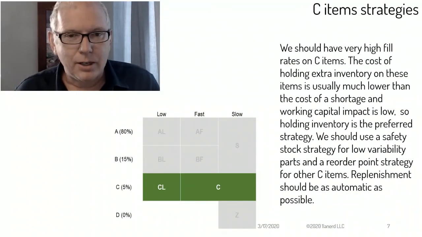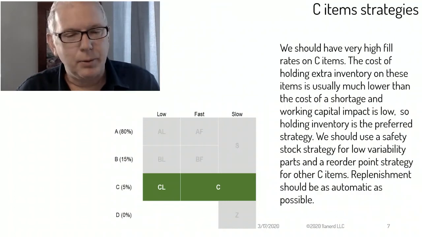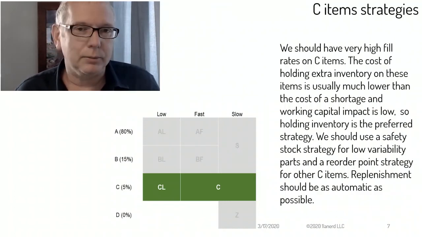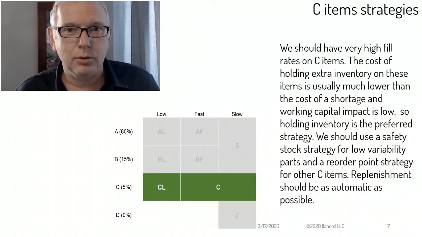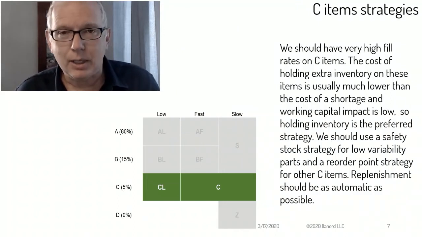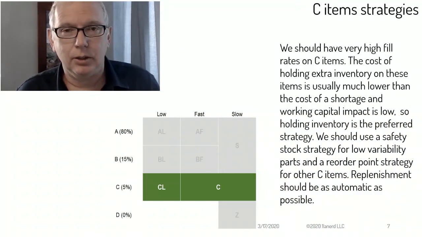Now, our strategies around C items, I said that maybe we should handle those all the same. Well, our strategy there is to hold inventory. The C items are by definition low value. There are things that we don't use a lot, that the usage value is very low. So if we hold a little more inventory, it's not going to hurt our cash flow.